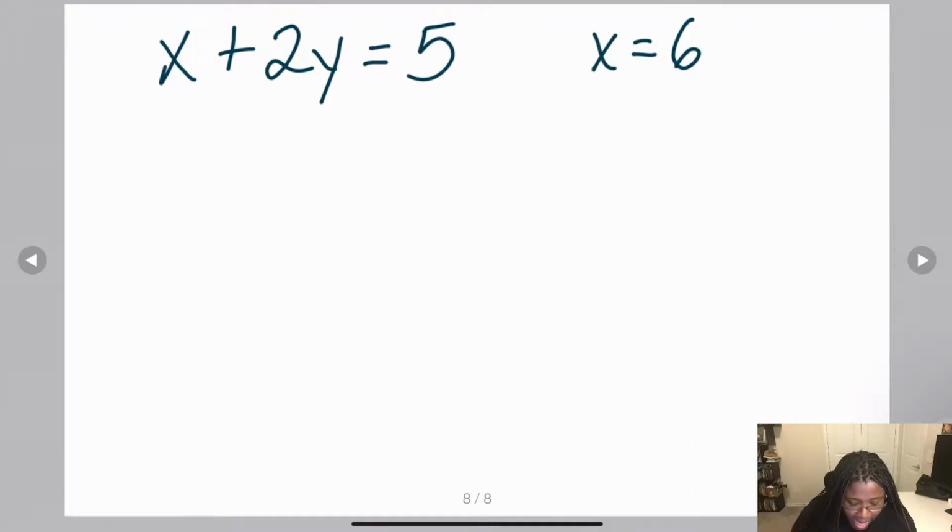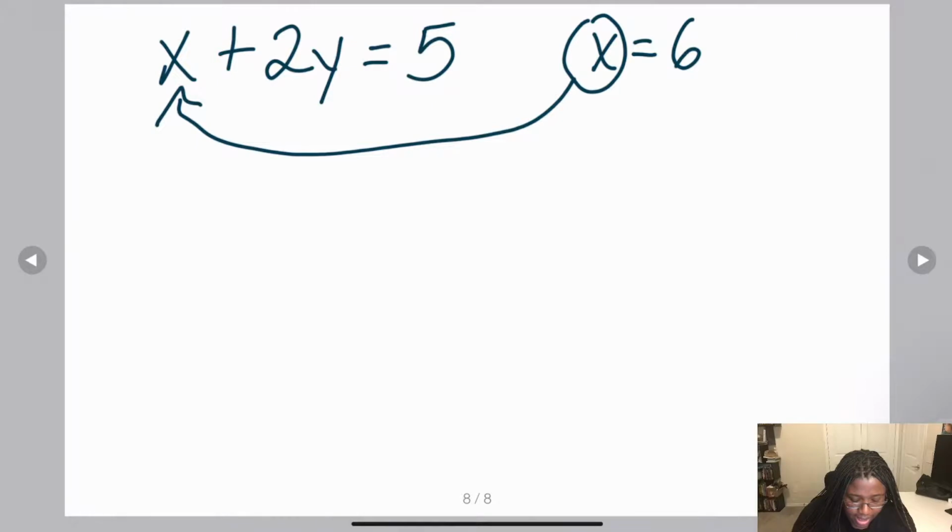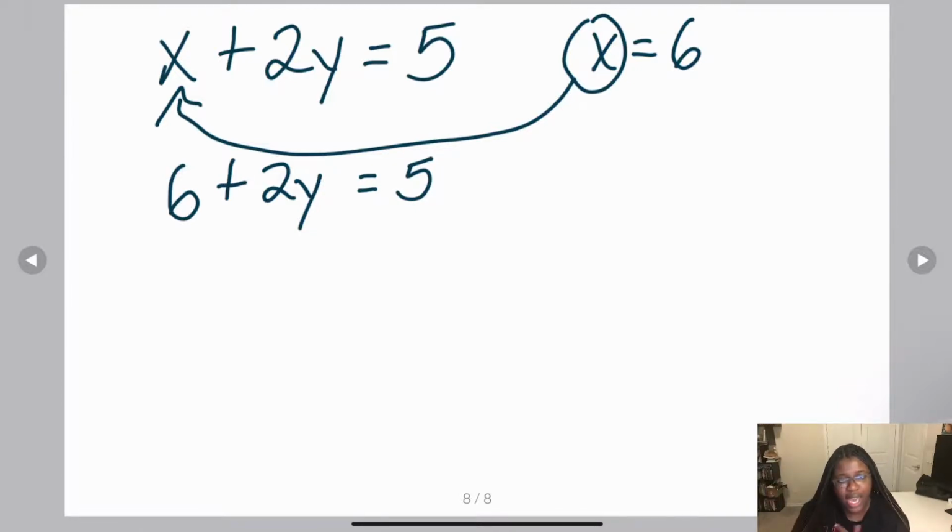So we're going to take our 6 and substitute it for the x. And we're going to rewrite our problem with this substitution. So instead of writing x, we're going to write 6 because x is 6. We're going to add 2y, and it's going to be equal to 5, sorry. We're going to undo everything that is happening to this y so we can get it by itself.